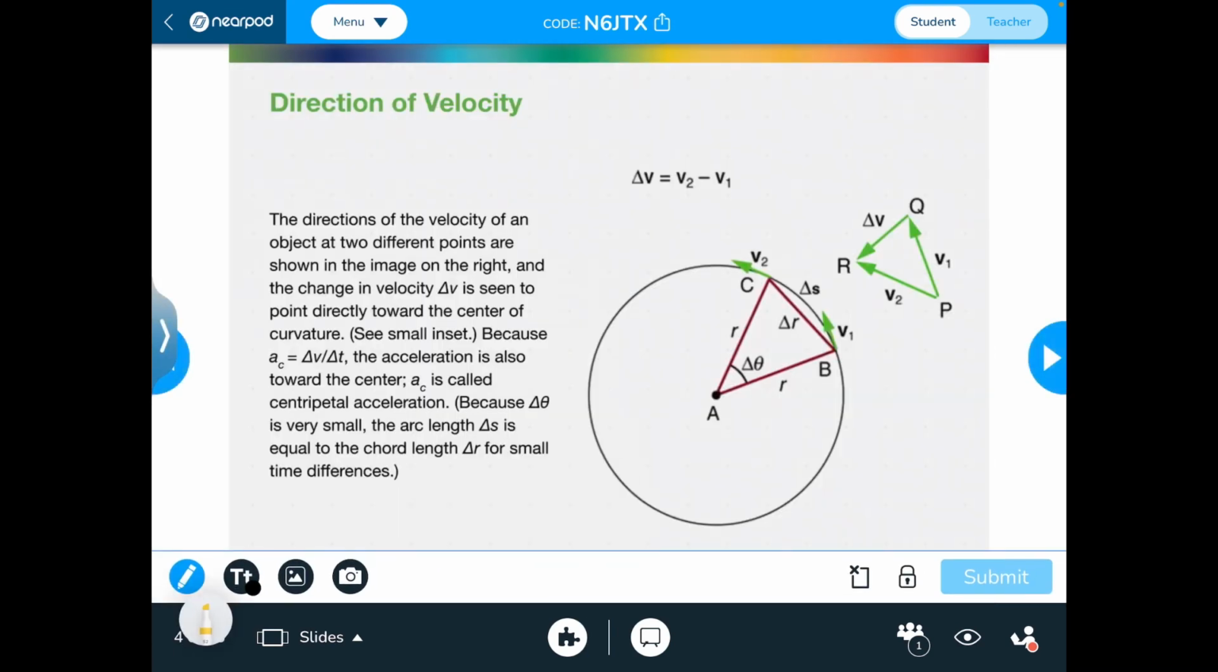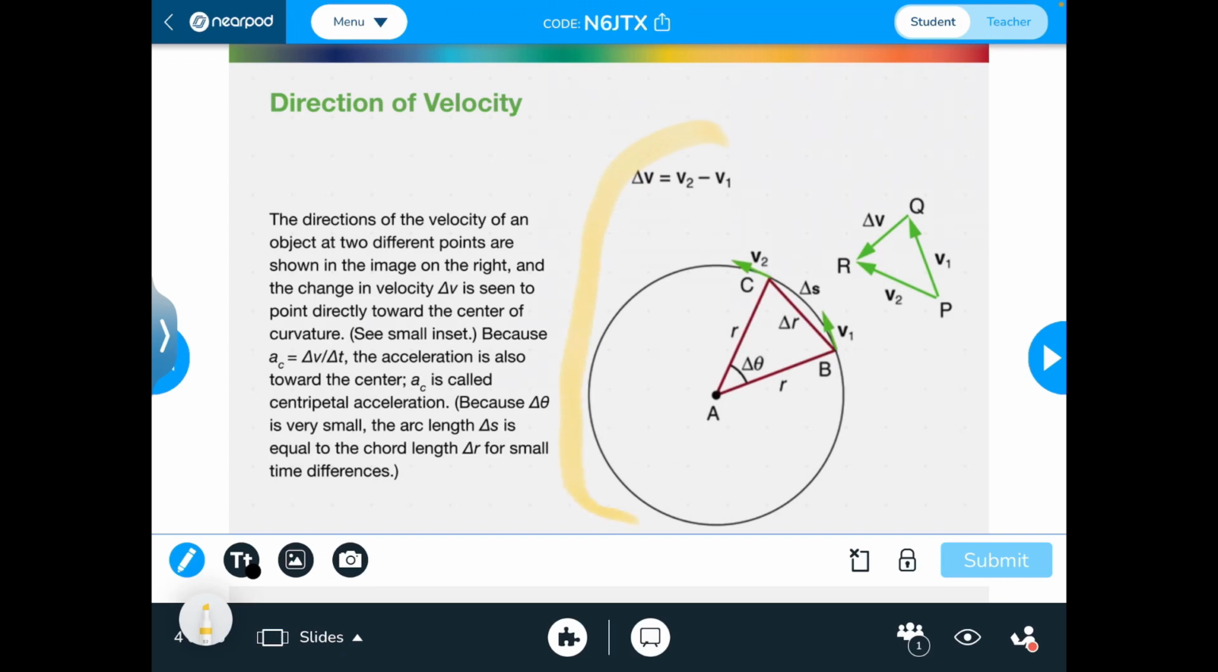So here we have this picture. Go ahead and draw this picture. This is very similar to what we see before. We see that delta theta in the middle. We see delta S. We see R. Those all had to do with rotation angle, right? Because the rotation angle is equal to the arc length over the radius. We knew that already. And now we have velocity happening in two different spots, B and C.